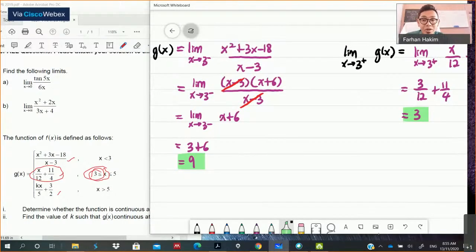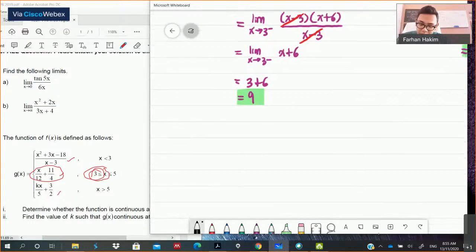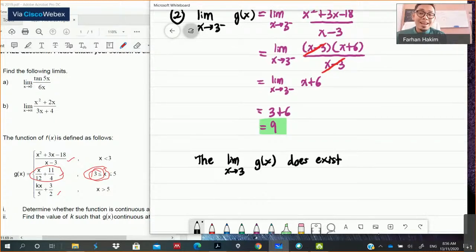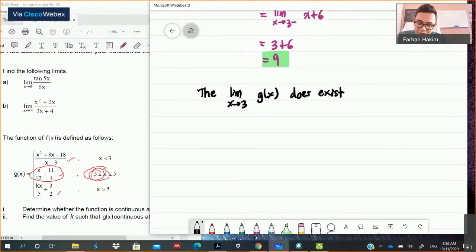We see that the limit as x approaches 3 from the left is 9, but from the right is 3. So they are not equal, meaning that the limit as x approaches 3 of g(x) does not exist. Why does it not exist? Because the value of the limit from the left is not equal to the value of the limit from the right. So we can directly conclude that g(x) is not continuous at x equal to 3.